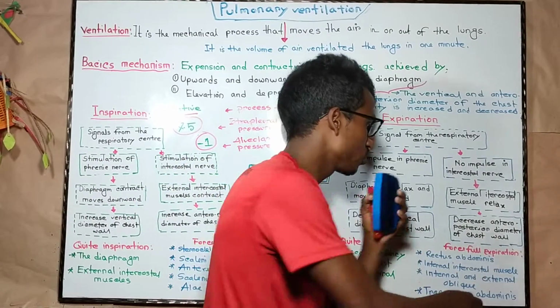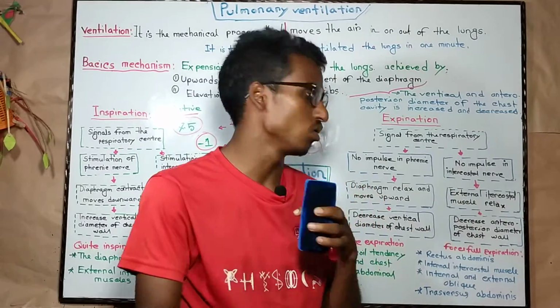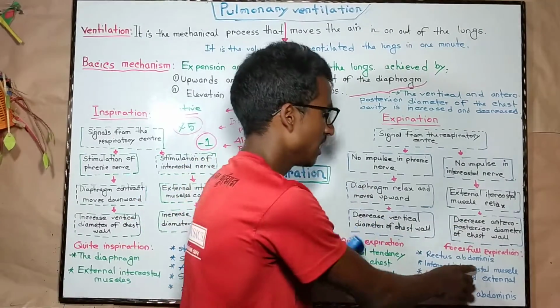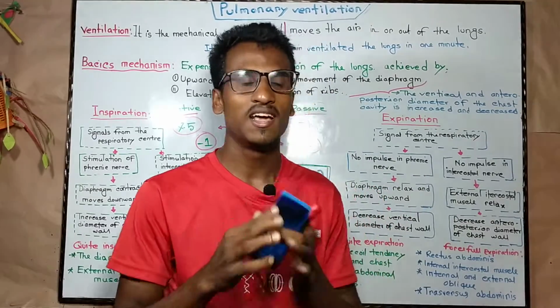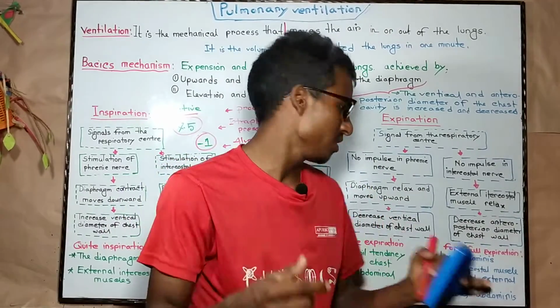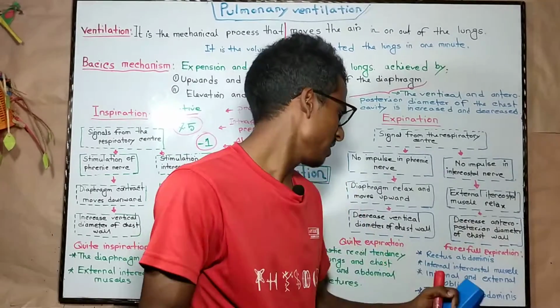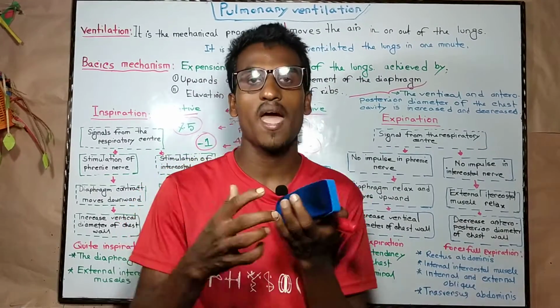Last, forceful expiration is achieved by also lots of muscles. Firstly, rectus abdominis, internal intercostal muscle, internal and external oblique, and last transversus abdominis.